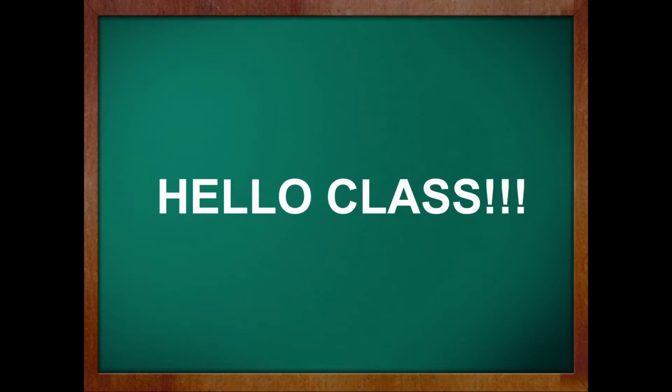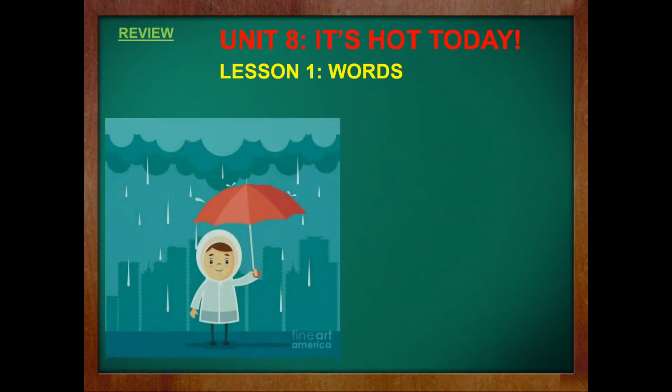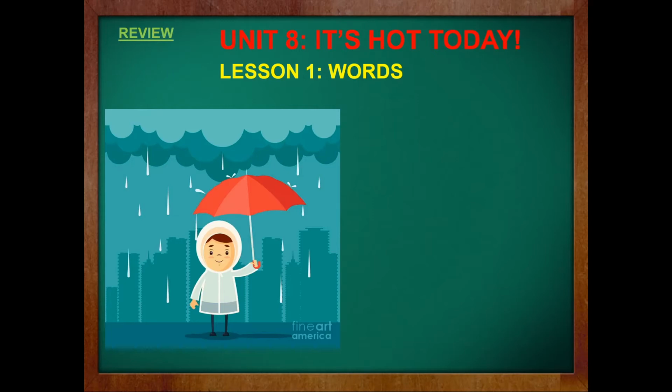Before it, I want to review some words in Unit 8, Lesson 1, that you have learned before. Now, you will look at some pictures and give me the words of the picture. Remember to read aloud. First one. How's the weather? Good. It's raining.